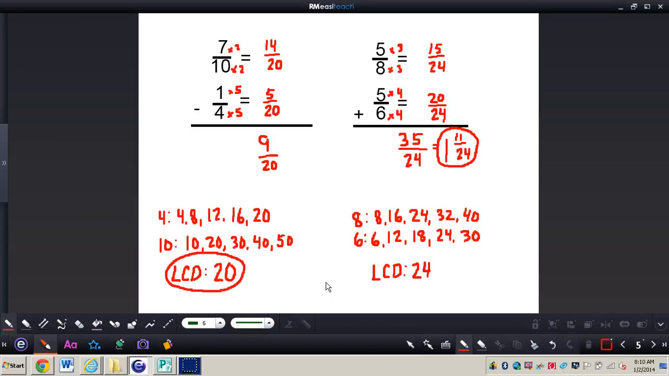So here are the two answers that you should have. For 7/10 minus 1/4, you can see that the LCD was 20. So we changed the 7/10 to 14/20, the 1/4 to 5/20. We subtracted those two. 9/20 was our answer. And then finally 5/8 plus 5/6. The LCD was 24. And then we have 15/24 plus 20/24 gave us the answer 35/24. And then changing that improper fraction to a mixed number gave us 1 and 11/24.